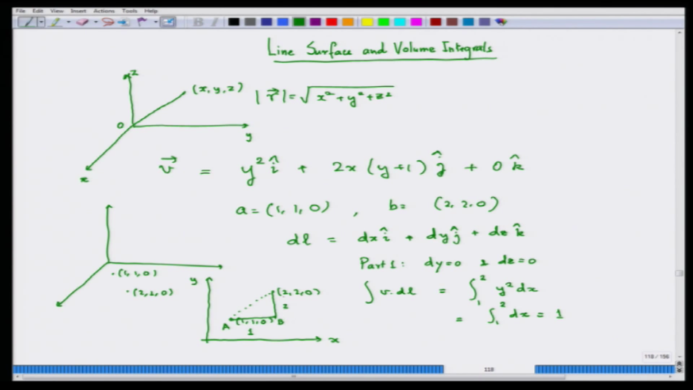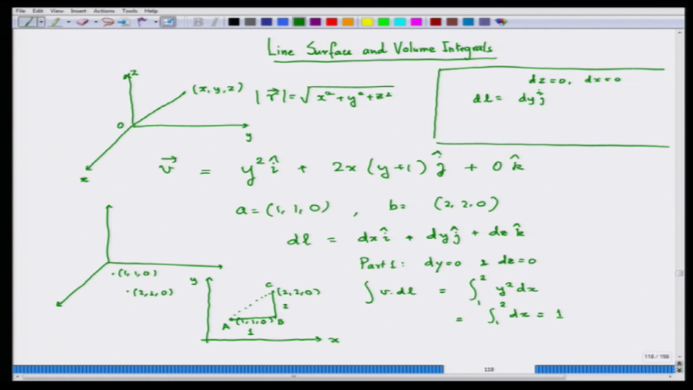Now, if I call the points A, B, C, I have come from A to B and now I have to go up to C. Let me do the calculation here on this same page, so that you do not lose track. Here I am changing only y, I am not changing z, I am not changing x. So, my dz is 0 and my dx is 0. So, my dl is dy in the y direction. What does this mean? What is my v dot dl?